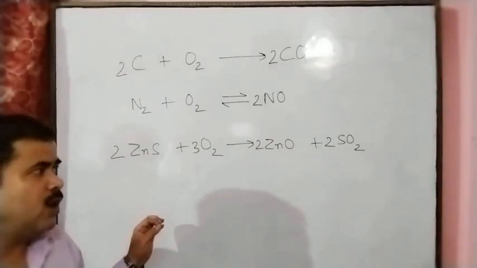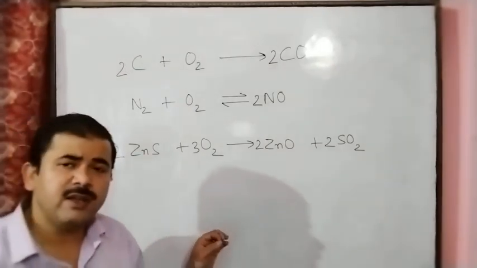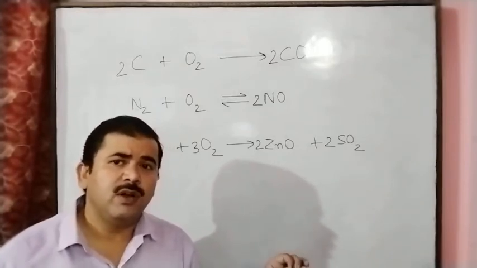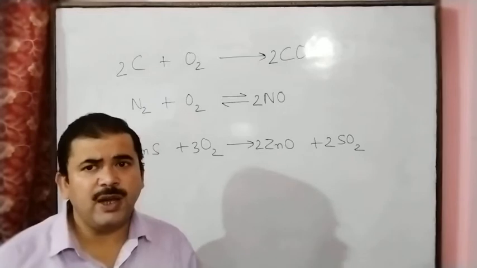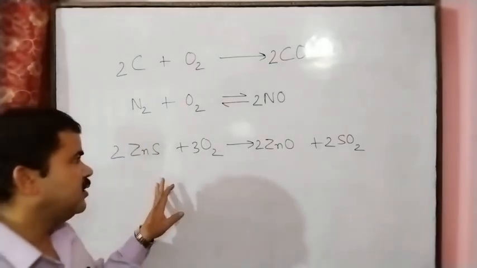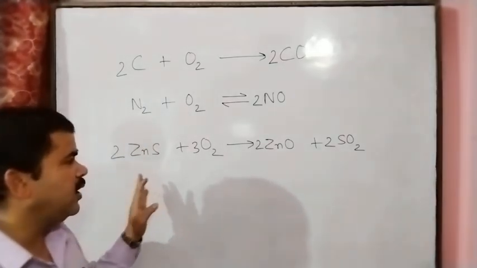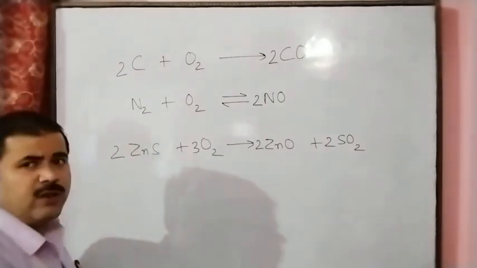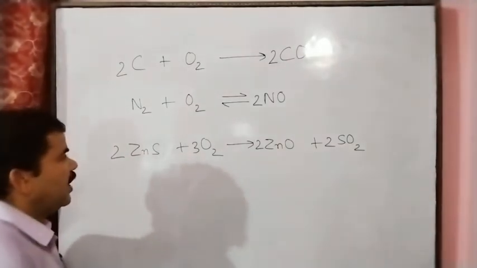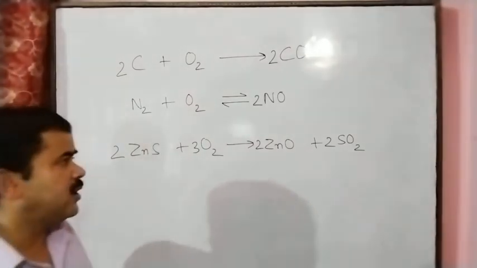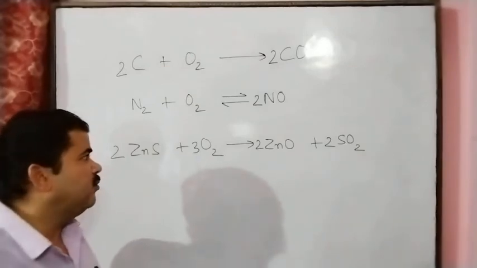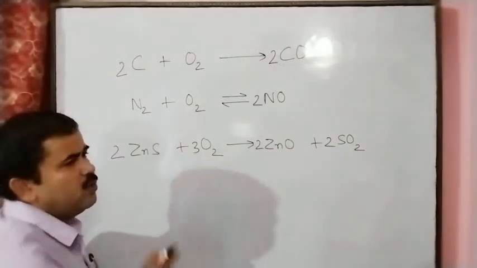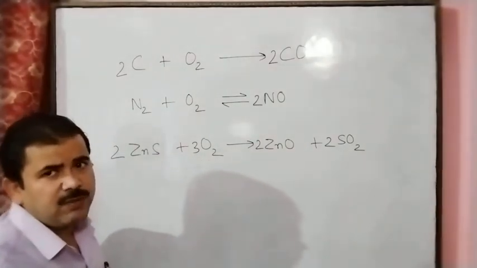So the first precaution you have to take in balancing the chemical equation is that you have to write the whole number in front of the compound or in front of the element, and the number should be a whole number. And the next precaution you have to take is that in balancing you have to use the simplest number, the simplest number.